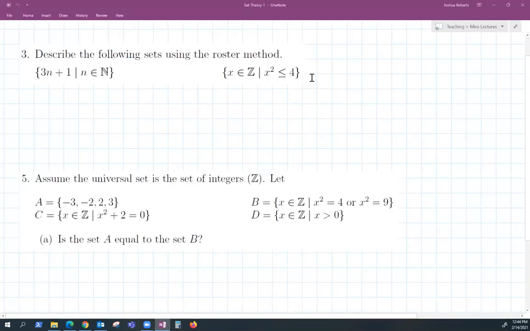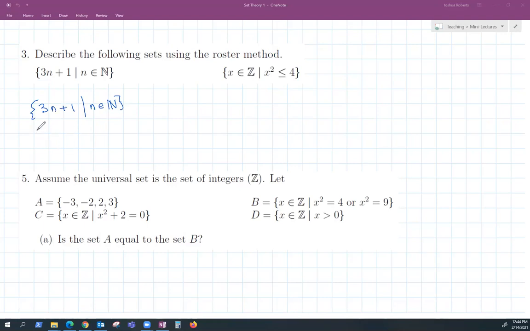So what I want to do is just do some selections from these two problems. I took number 3 from the first set of notes from the practice problems, and I want to describe the following sets using the roster method. So here I have the set that contains everything of the form 3n plus 1 such that n is a natural number. Now notice that this is reversed from the way it was written in the textbook, and that's done on purpose because you need to be a little bit flexible. Things can be written like this as well.